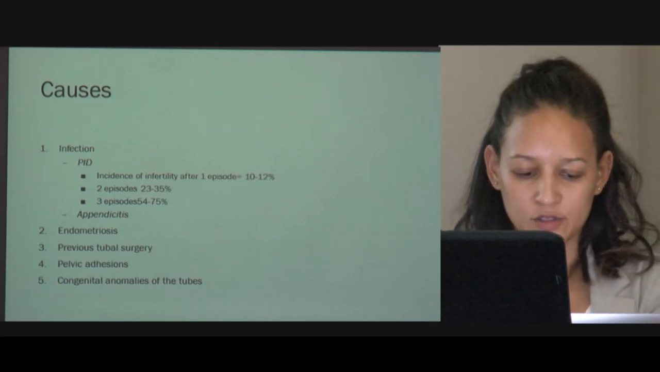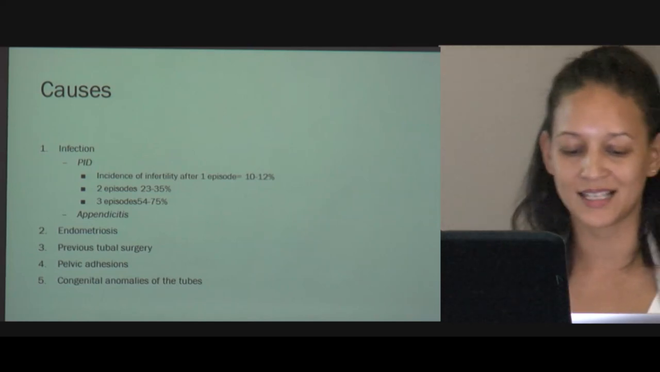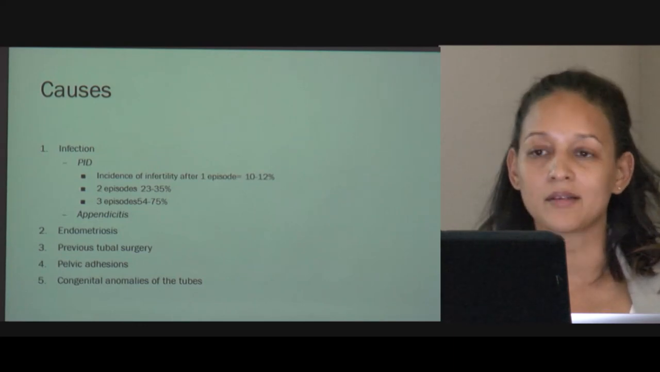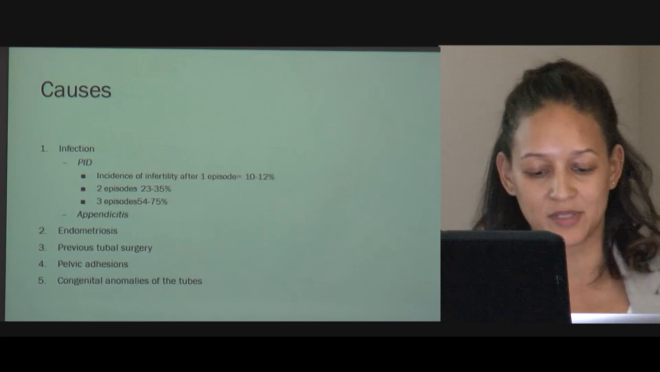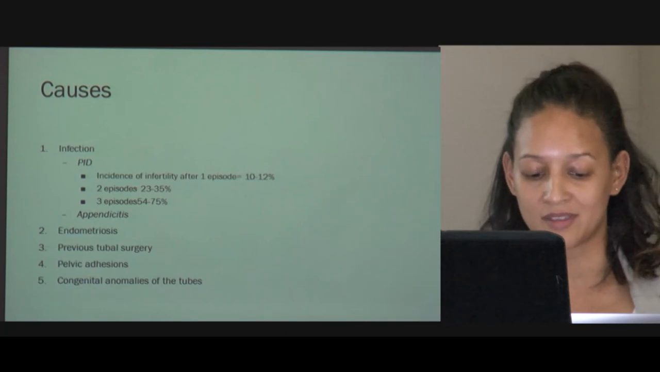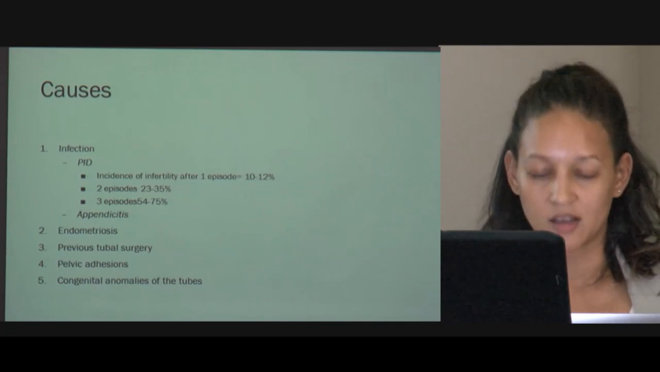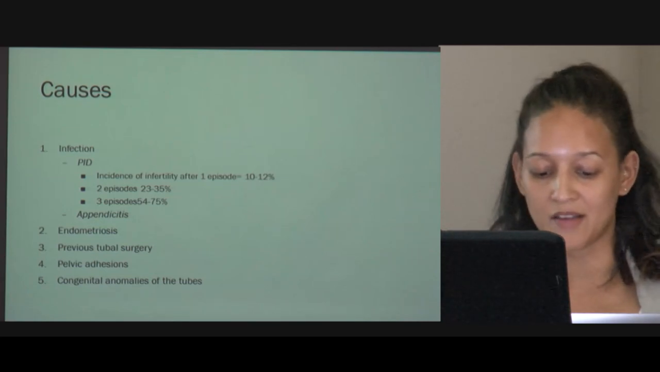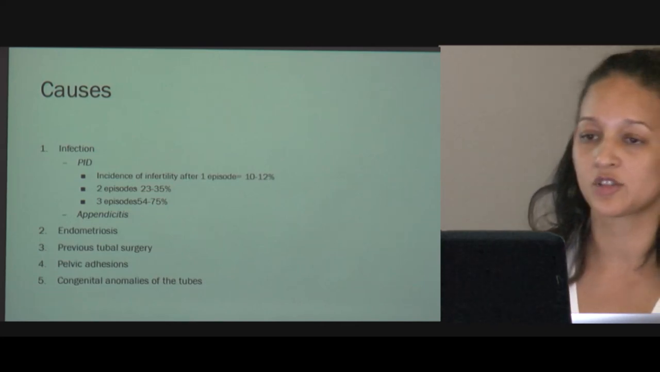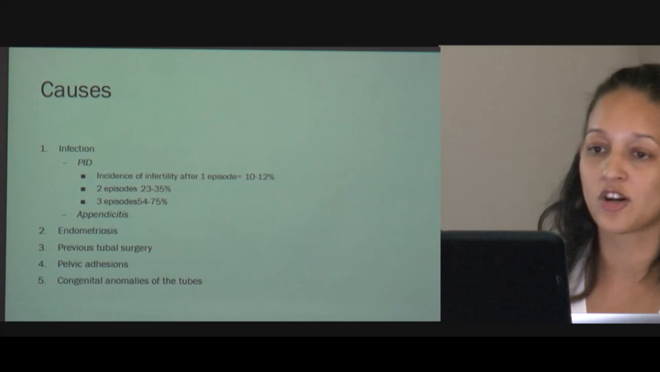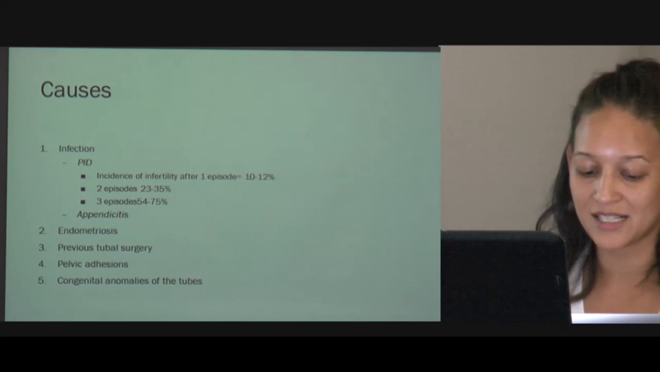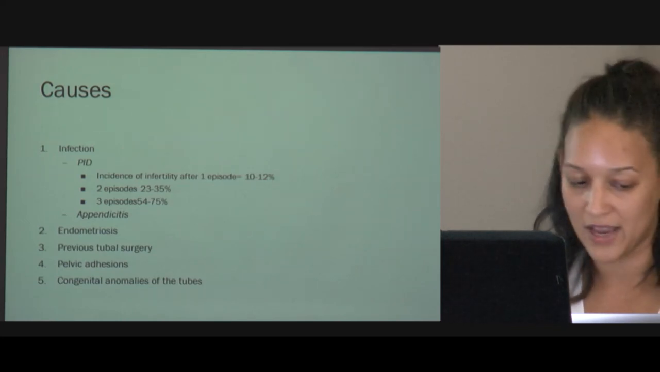In studies of women diagnosed with PID, the risk of infertility increased with the number and severity of pelvic infections, with one PID episode being 12% of a risk and 54% when there have been three episodes of PID. Ruptured appendix also increases it by 5 times. Other causes are obviously endometriosis, previous tubal surgery, pelvic adhesions, and congenital anomalies of the tubes. There is no identifiable risk in about 50% of patients with documented tubal factor infertility.